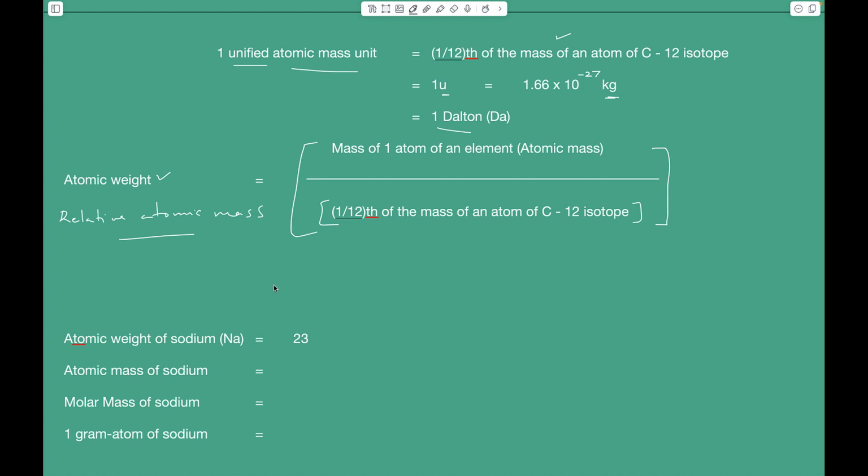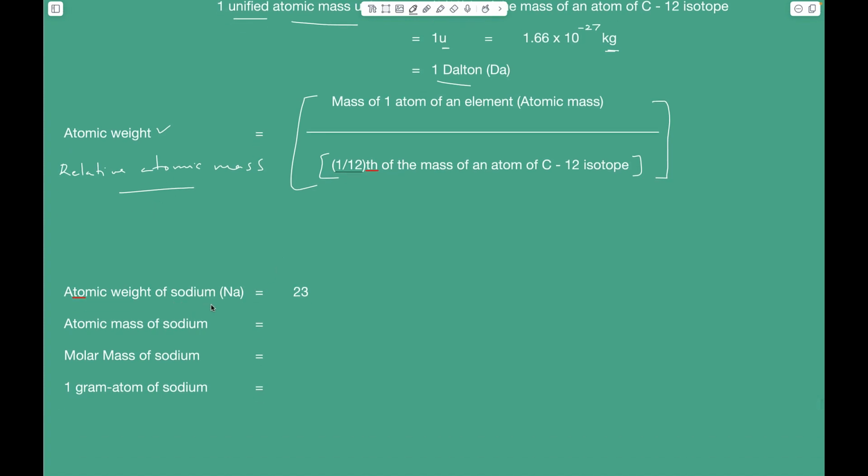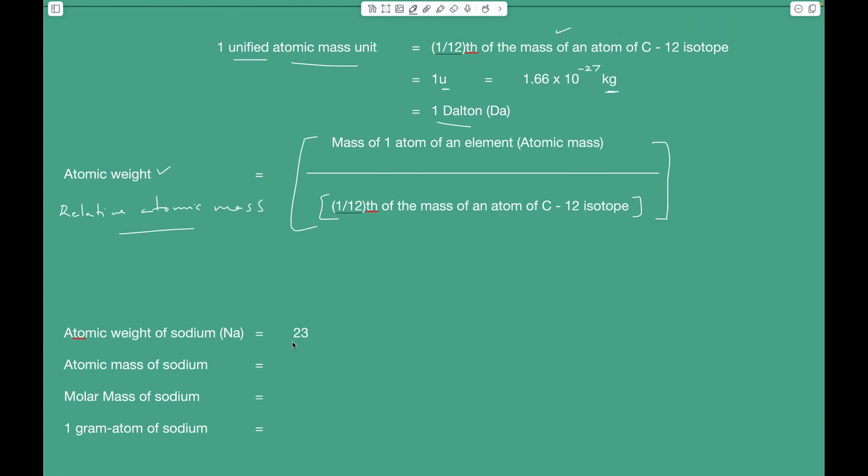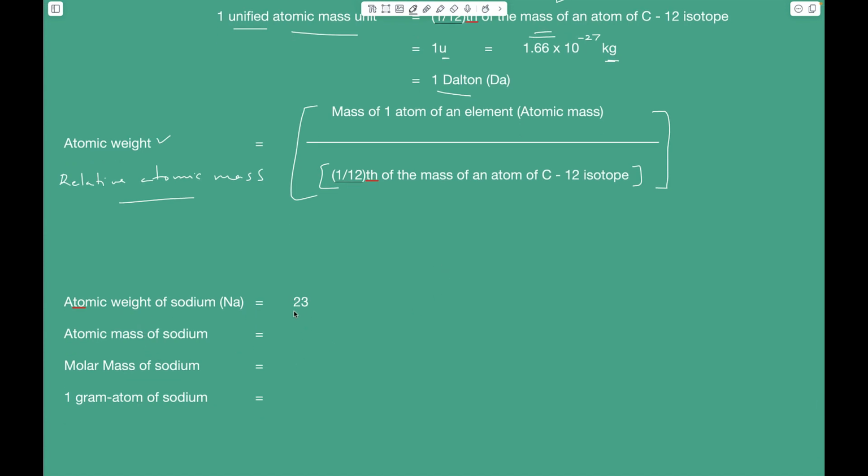Now if you take the example of sodium, the atomic weight of sodium is approximately 23. This is the experimentally measured atomic weight of sodium. Now what does this number tell us? This number tells us that one atom of sodium is approximately 23 times as heavy as the standard, that is one unified atomic mass unit. And remember, atomic weight is just a number, so it is 23 without any unit next to it.